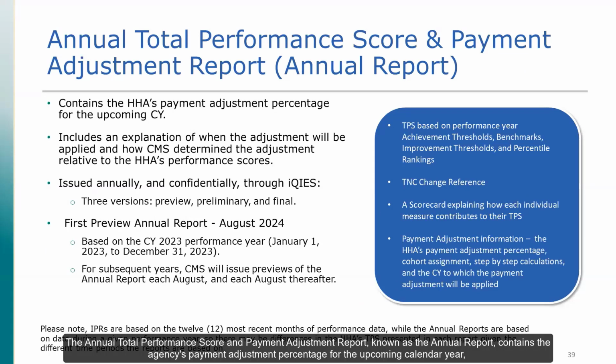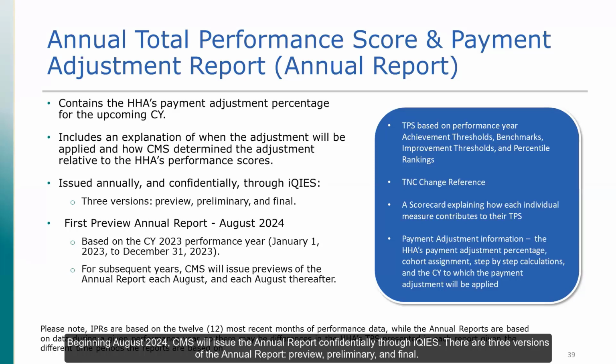The Annual Total Performance Score and Payment Adjustment Report, known as the Annual Report, contains the agency's payment adjustment percentage for the upcoming calendar year and includes an explanation of when the adjustment will be applied and how this adjustment was determined relative to the agency's performance scores.